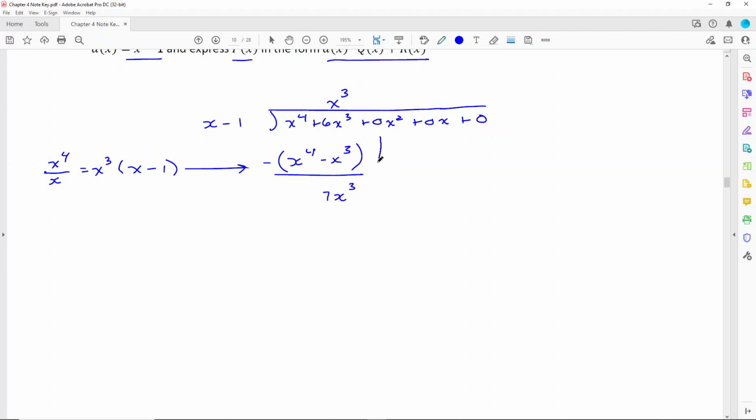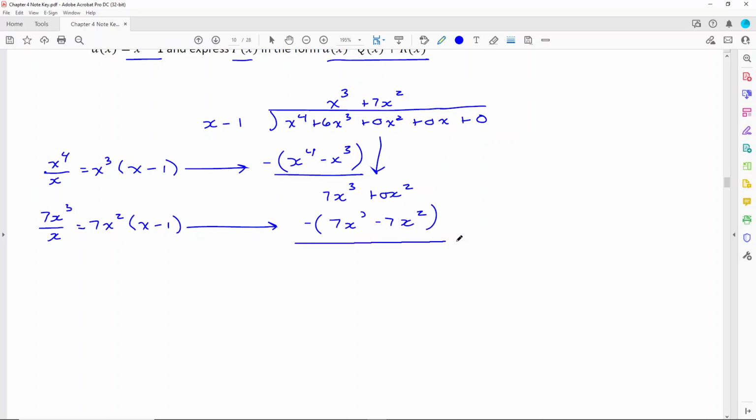Then I repeat. Sorry, pull down 0x squared. Remember, 2 terms in your divisor means I need 2 terms to divide into. So now 7x cubed divided by x gives me 7x squared. That goes up in my quotient. Then I multiply. 7x squared times x minus 1 gives me 7x cubed minus 7x squared, and then I subtract. 7x cubed minus 7x cubed is gone. 0x squared minus negative 7x squared means I'm adding 7x squared, and then I pull down my next term.